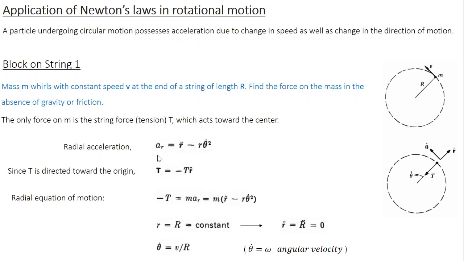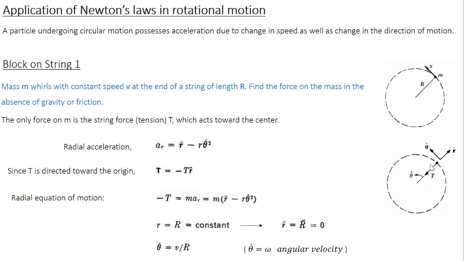And from the previous class, we have derived the expression for radial acceleration as a_r equal to r double dot minus r theta dot squared. And by convention, the inward direction is taken to be negative. So the string force or tension is given by minus T r cap. You can write down the radial equation of motion. F is equal to ma, force is minus T, which is equal to m into acceleration, which is a_r. So this is m into r double dot minus r theta dot squared.